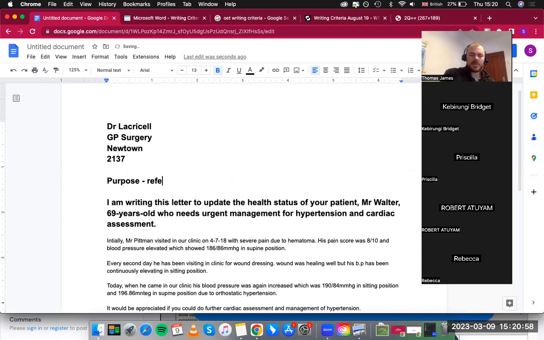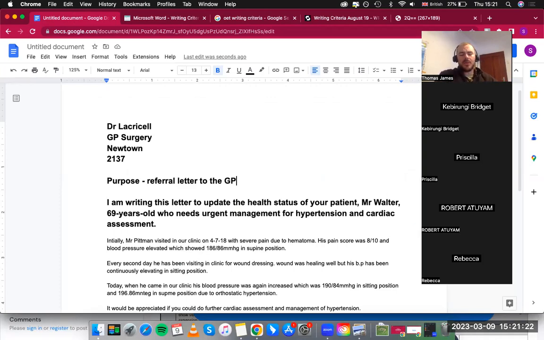So it was a referral letter to the GP. Is that clear in the first paragraph, that this is why we are sending our patient to you? No, it isn't clear. It's not really clear.